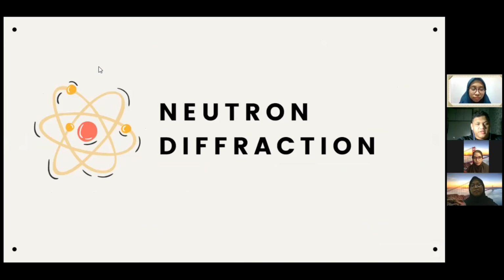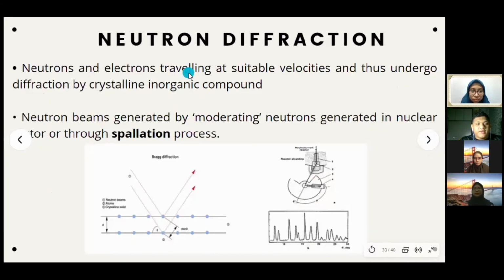All right, for the neutron diffraction. Basically, neutrons and electrons travel at suitable velocity and thus undergo diffraction by crystalline inorganic compounds. Neutron beams are generated by moderating neutrons produced in a nuclear reactor through the spallation process. Moderating means slowing down the neutrons.